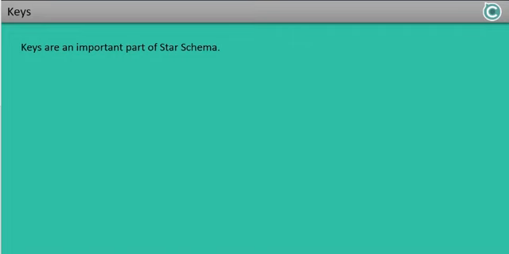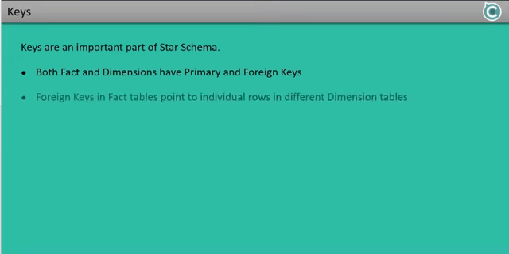Keys are an important part of a star schema. They are what connect dimension tables to fact tables. Both these tables contain primary and foreign keys. In fact, fact tables mostly contain foreign keys pointing to different dimension tables along with the measures they offer. Each record in a fact table is linked with all the different dimension tables using foreign keys.